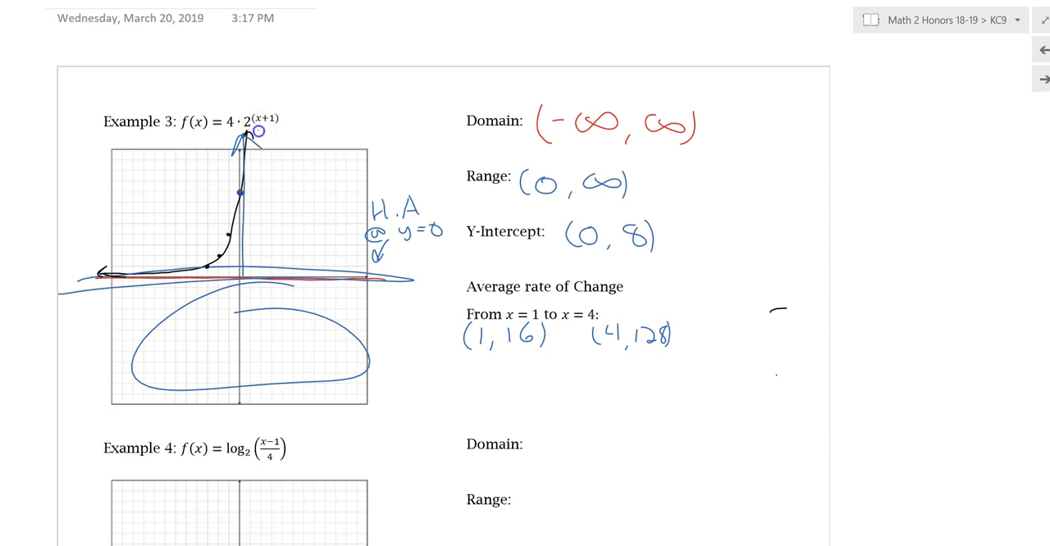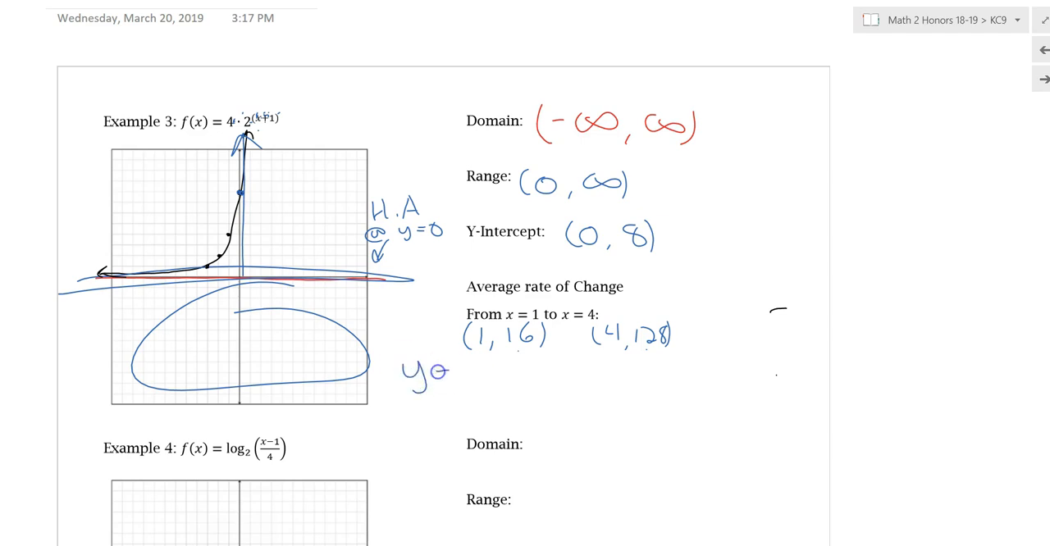The other thing you can do is plug it in. So 1 plus 1 is 2. 2 squared is 4. 4 times 4 is 16. 4 plus 1 is 5. 2 to the 5th is 32. 4 times 32 is 128. So there's two ways to do those.